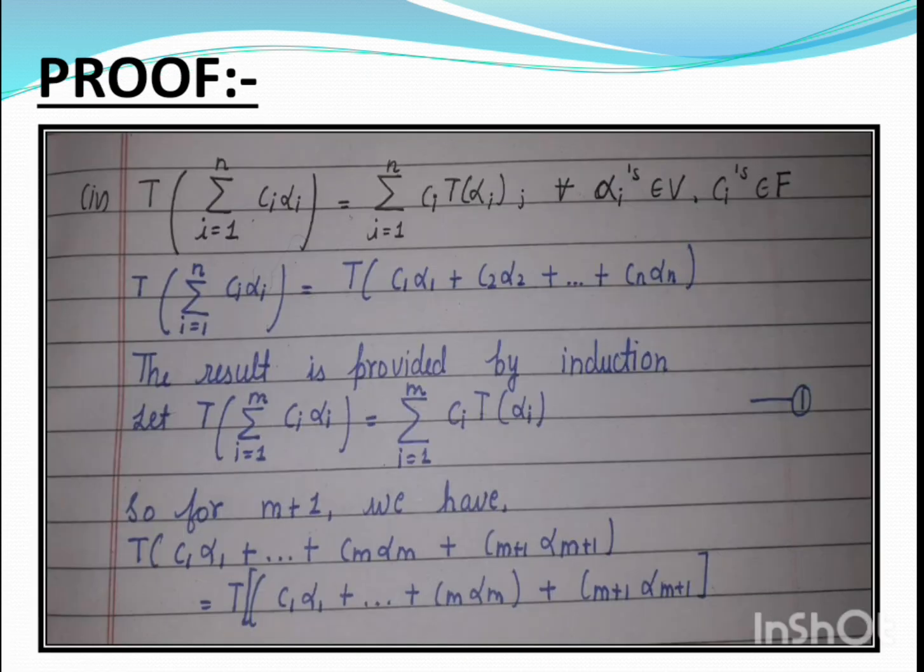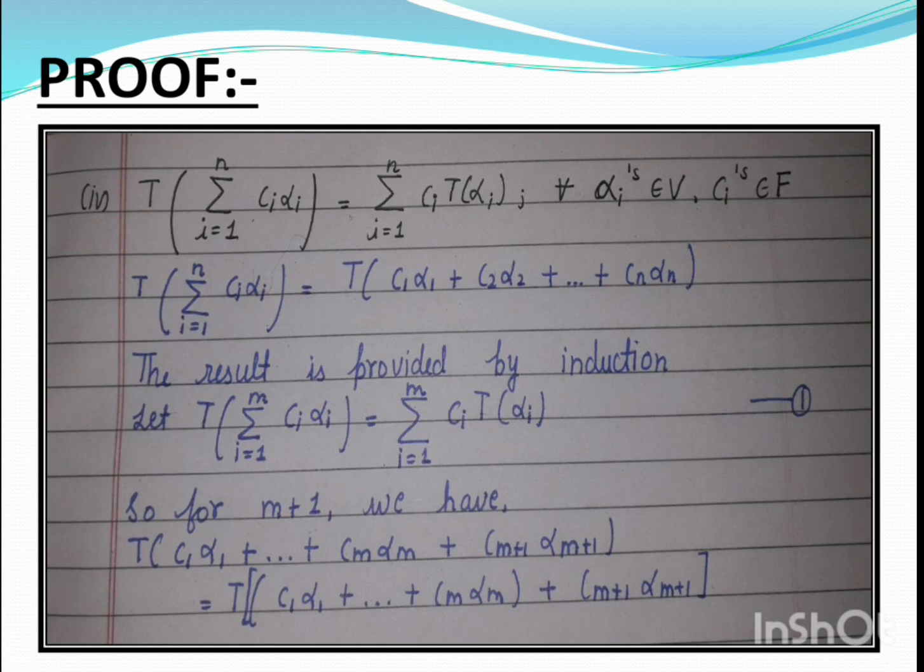Now proving our last formula. T of the summation of i equals 1 to n of Ci alpha i is equal to the summation of i equals 1 to n of Ci T of alpha i, for every alpha i belonging to V and Ci belonging to F. So T of the summation can be written as T of C1 alpha 1 plus C2 alpha 2 plus up to Cn alpha n. The result is proved by induction.